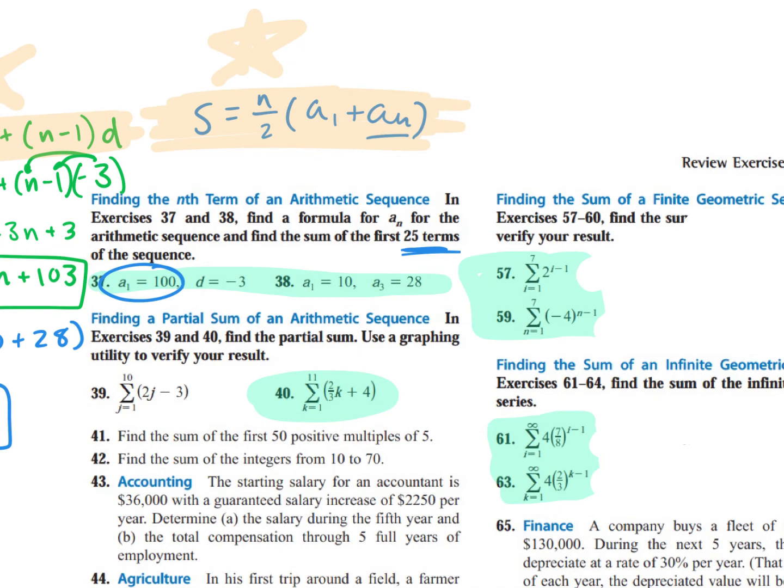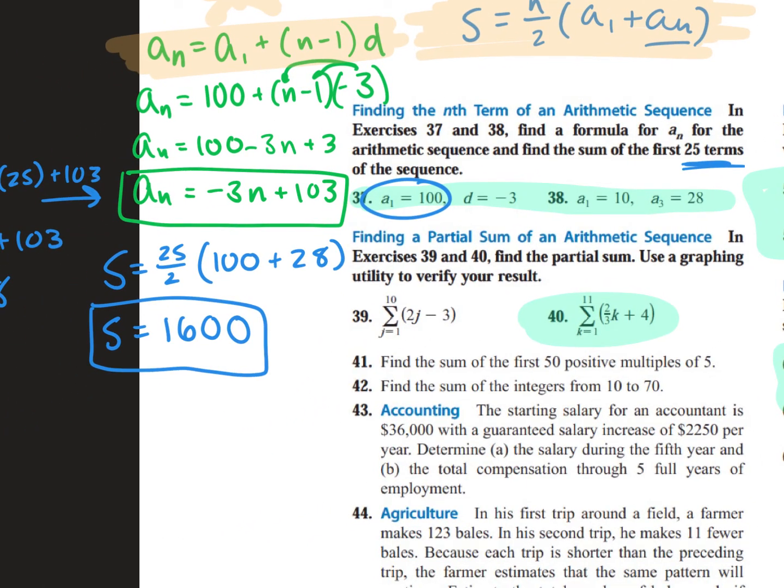So let's look at 40. So 40 is an arithmetic sequence because it has the form like an arithmetic sequence here. So we can use the sum of an arithmetic sequence, which is this formula up here. So the sum is equal to the number of terms. So if I'm going from 1 to 11, how many terms do I have? 1, 2, 11. So it'll be 11 over 2 times the first term.